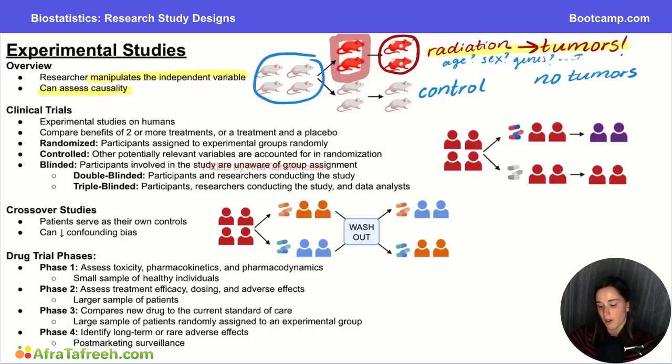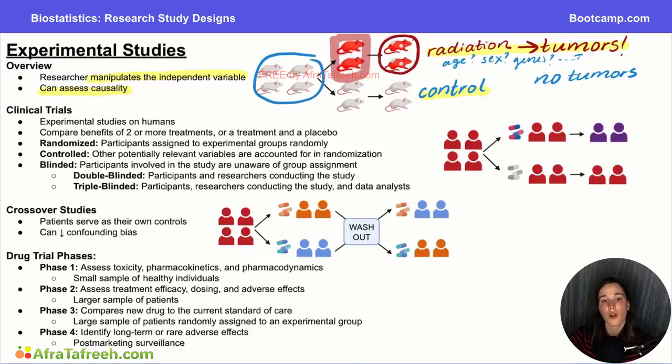And that's the purpose of our control group. So in our group that is not receiving radiation, we can make sure that we're including mice that are the same age as those that are receiving radiation. We can make sure that there's similar proportions of male and female mice in both groups. We can ensure that they're eating the same kind of food and living in similar environments. And we can even make sure that they have the same exact genetic background.